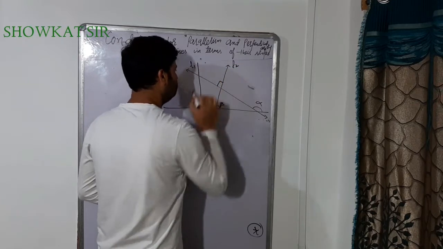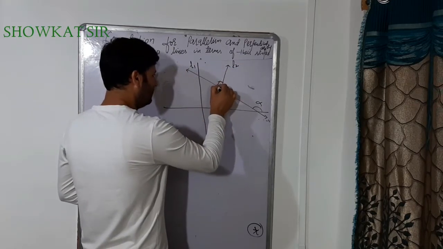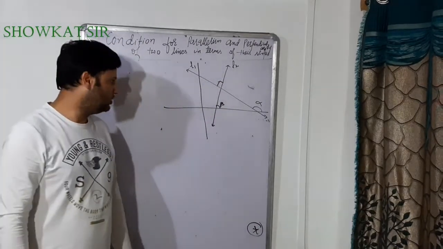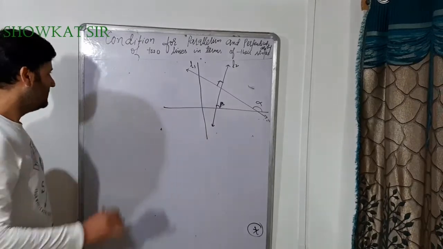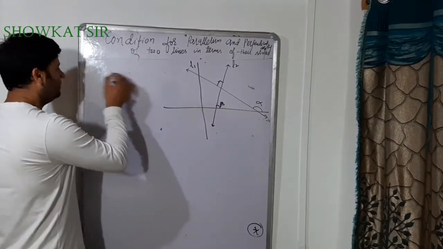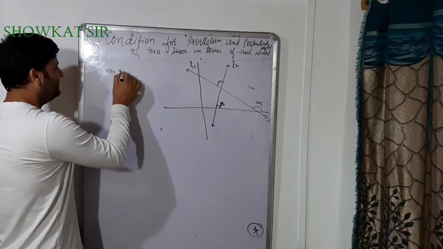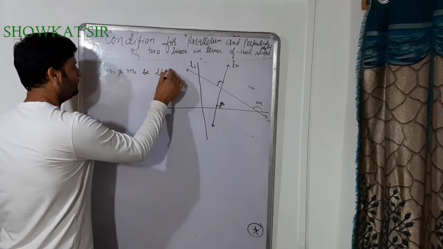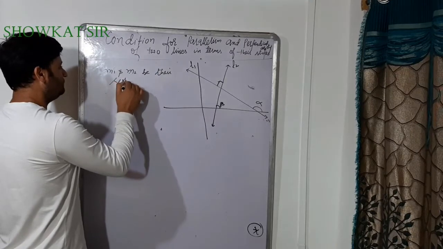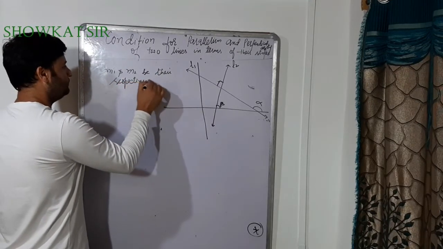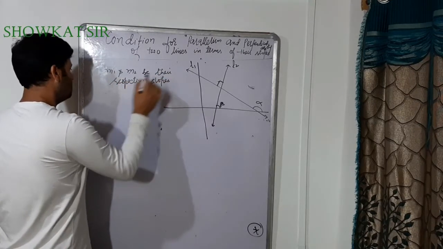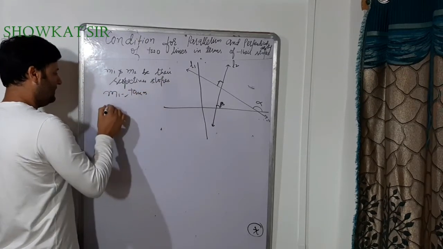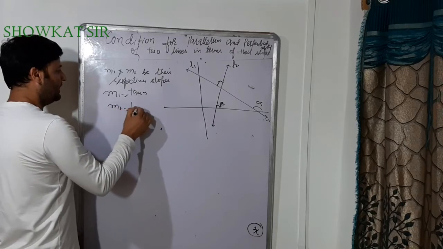This is L2. Now these two lines are perpendicular. Here the angle of intersection is 90 degrees. These two lines are perpendicular. Let M1 and M2 be their respective slopes. So it means M1 is equal to tan alpha and M2 is equal to tan beta.